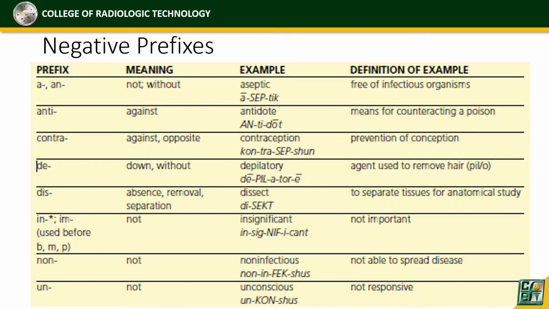The example is depilatory, an agent used to remove hair. Pilo means hair, so depilatory means an agent or substance used to remove hair. Again, de means down or without.